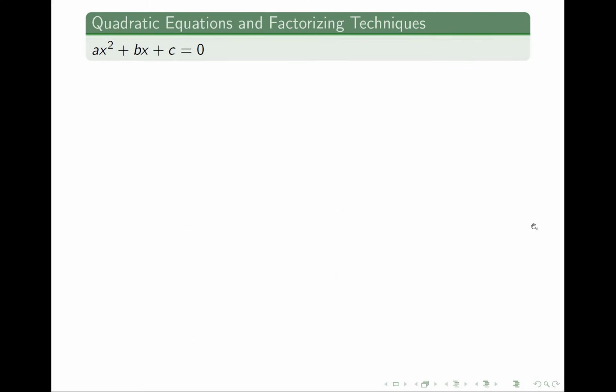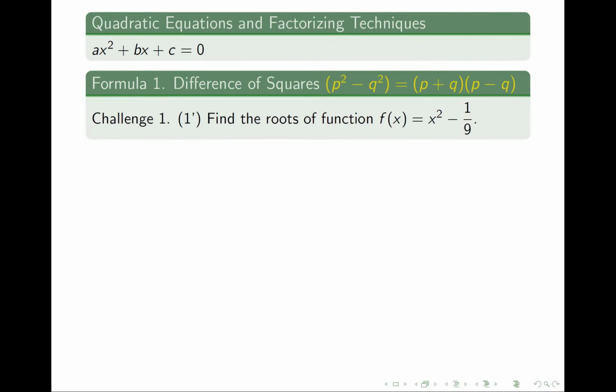So let's go further and present a challenge. Okay, so we would like to find the roots of the function f(x) equals x squared minus 1 divided by 9. So you can pause the video and try to solve this and find the zeros of this function, or you can directly, of course, watch the rest of the video.